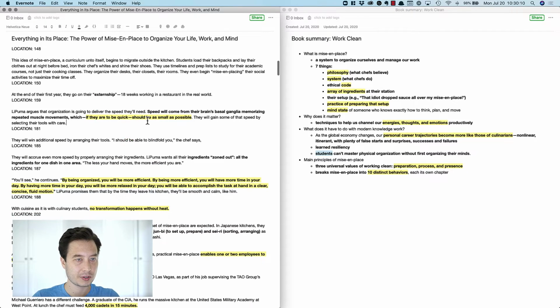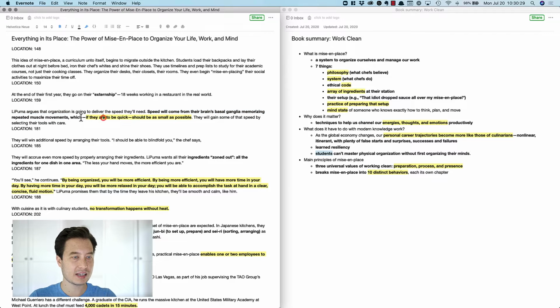Okay, thought that was interesting. So this is interesting because now we're starting to get into details. Okay, when it comes to a chef's repeated muscle movements, it's kind of obvious how to salt something, how to flip an egg, how to sear a steak, whatever it is.